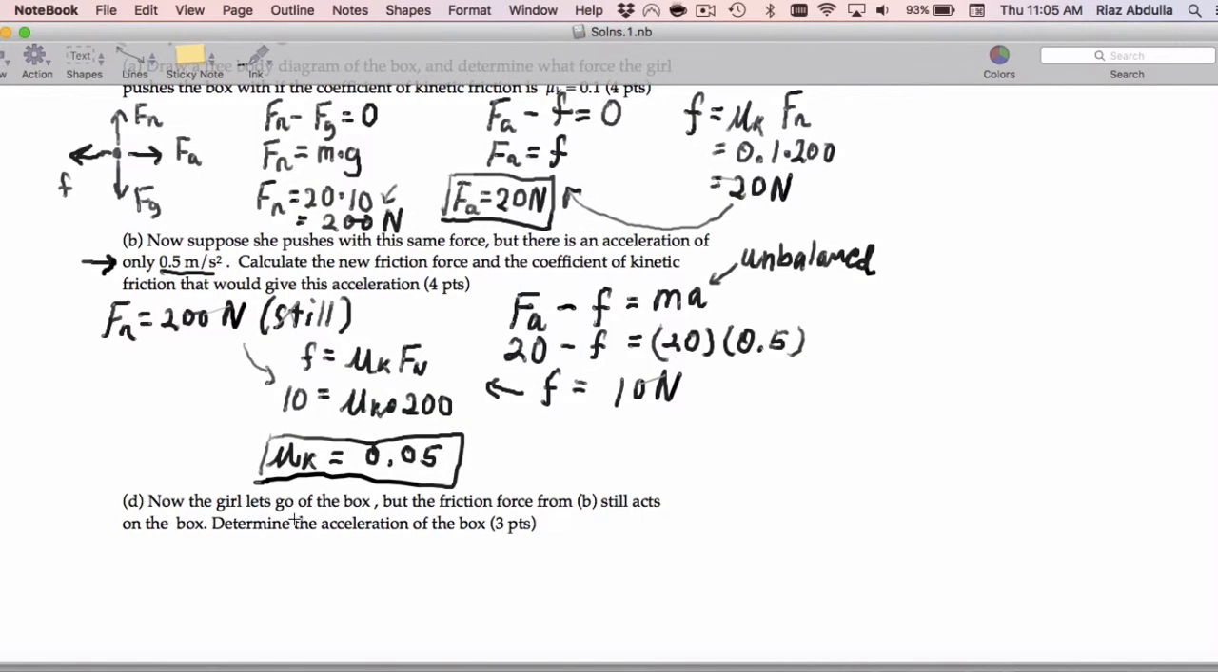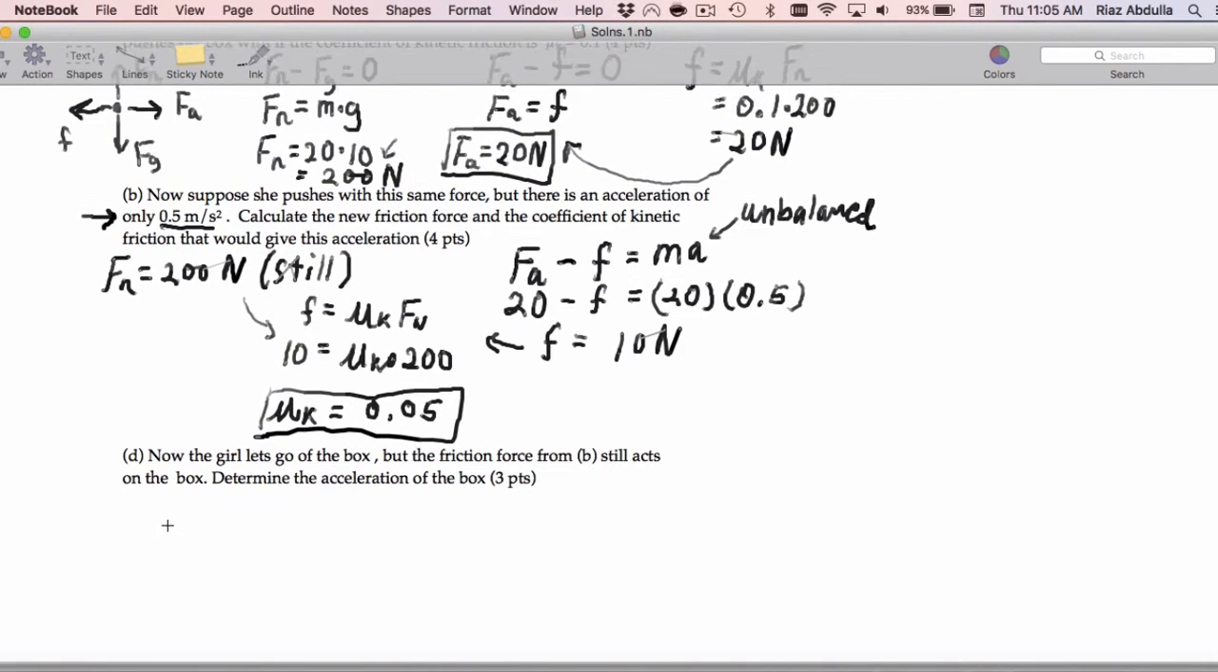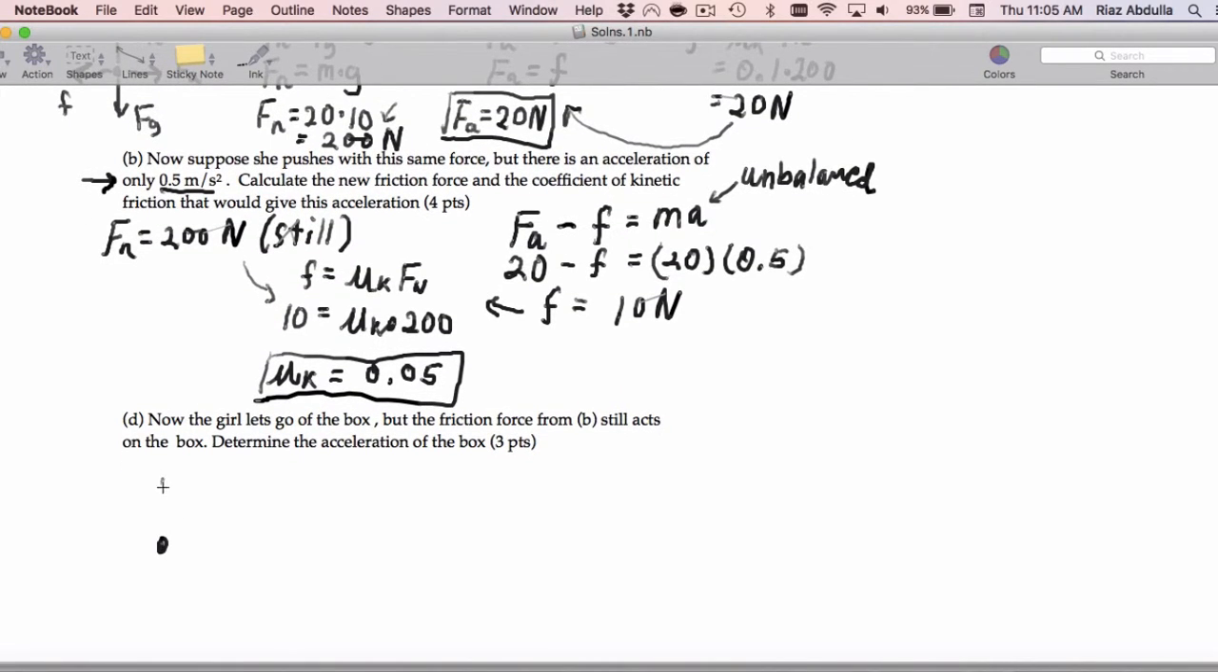Last, the girl lets go of the box, but the friction force in B still acts on the box. We want to determine the acceleration of the box now. So I'm going to actually redraw the free body diagram. So I'll have a normal force. I'll have the weight force, or the force of gravity, due to Earth pulling on the object. We have the friction force right here.